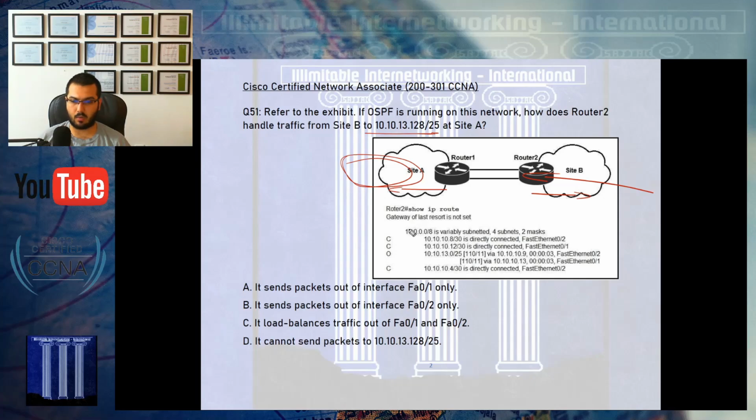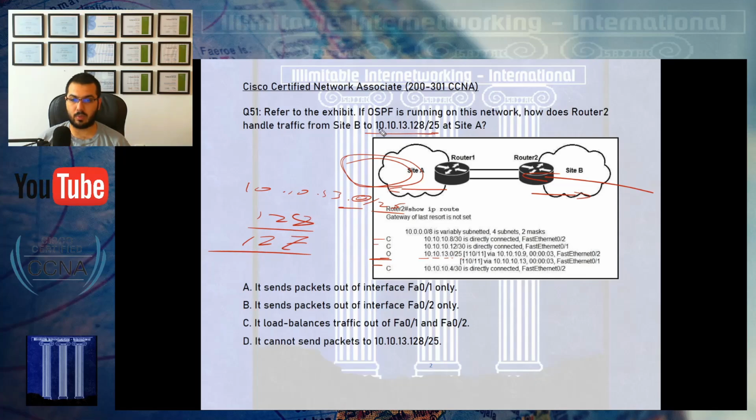Like we have right now, surely it will not be the C, because we are talking about something in site A, it's not a point-to-point, so definitely it will be O. So there it is, 10.10.13.0/25. A /25 gives you only 128 addresses. Since the ID is 0, it starts from 0 up to 127, which is the broadcast.